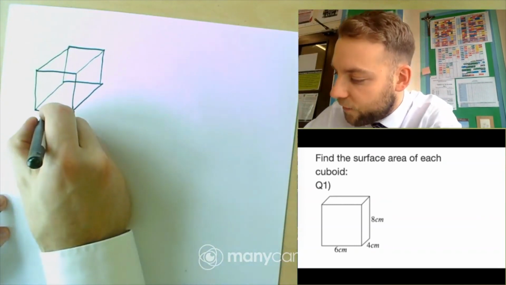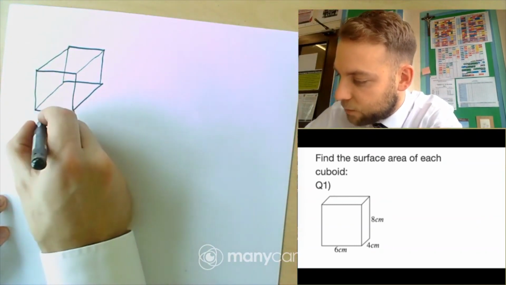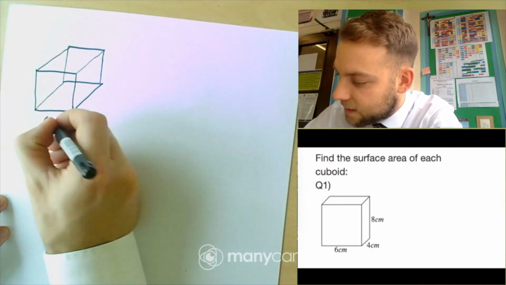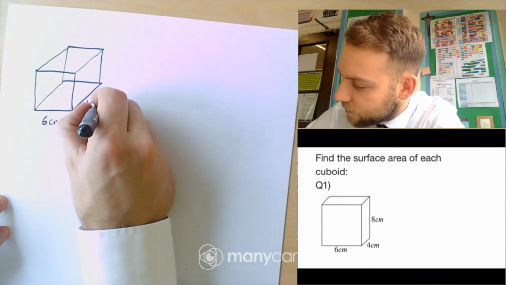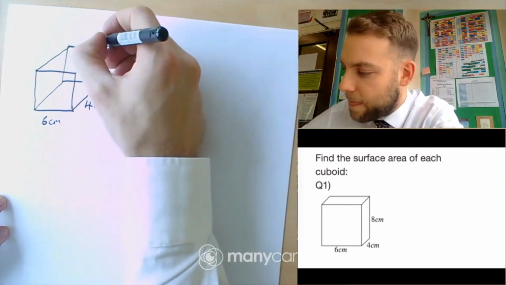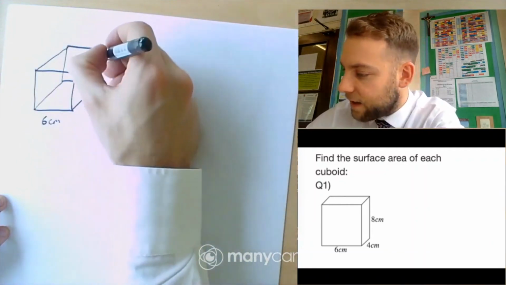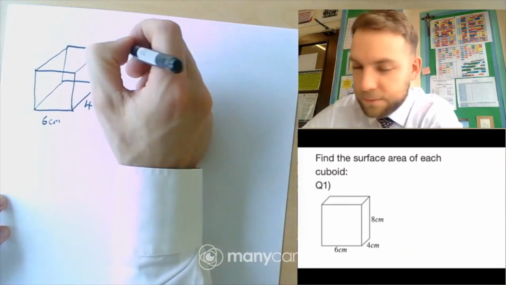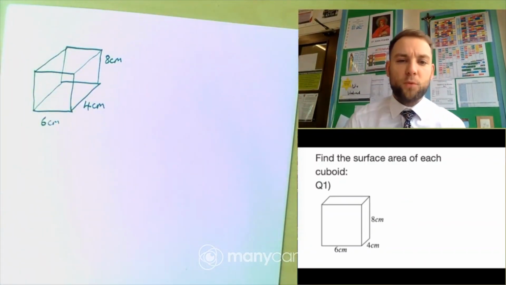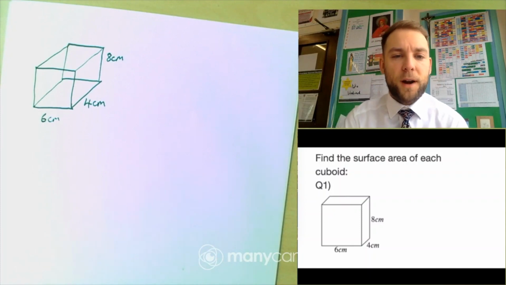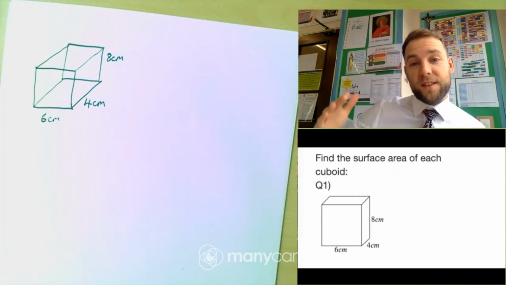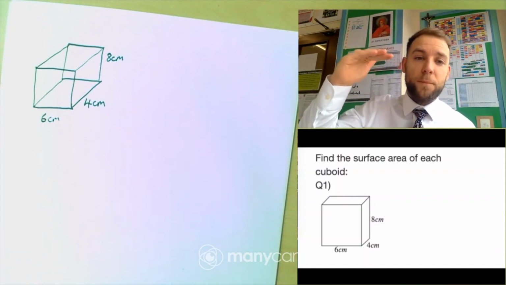So the front face of this is equal to 6 centimetres. The side face of this is equal to 4 centimetres, and the height of this is equal to 8 centimetres. We're going to break the surface area up into 3 parts here: the front, the side, and then the top as well.